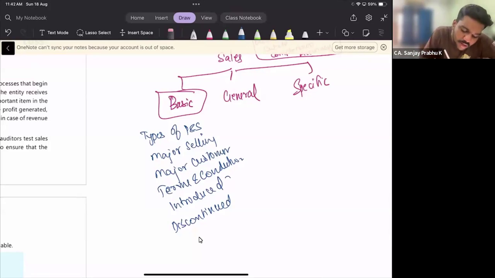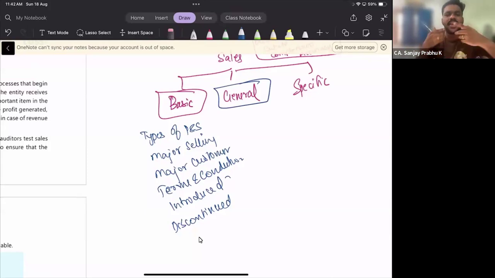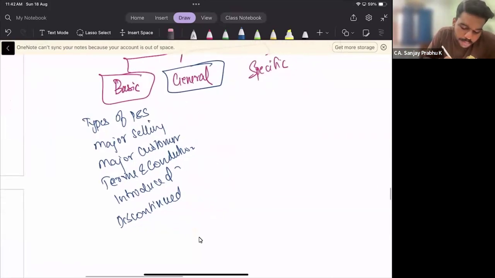Once we are done with basic, now we are moving on to general things. In general things, whether it is sales, whether it is purchase, the general things is going to be the same. The topics which we are going to discuss in general things are the same for sales, the same for purchase, the same for any item.